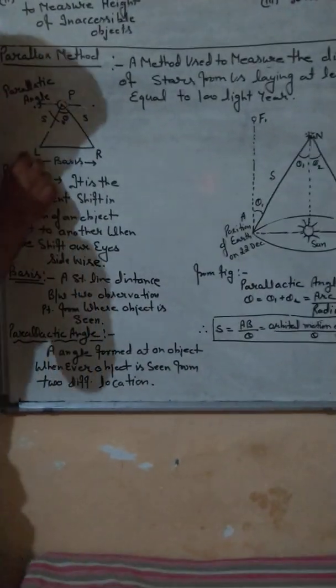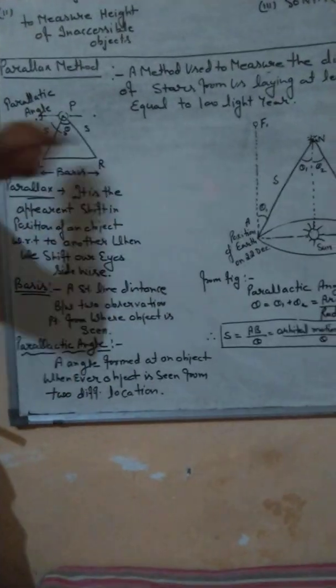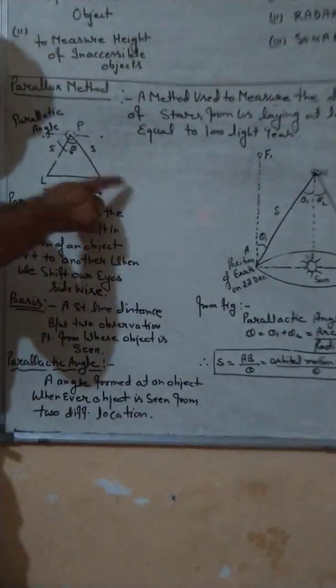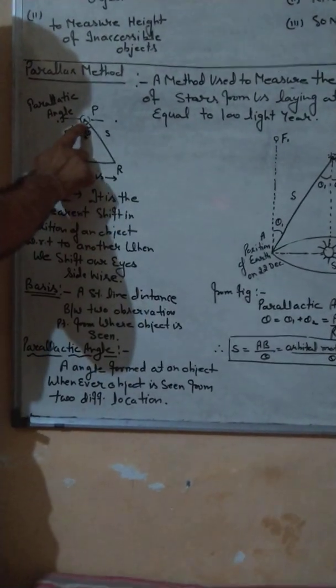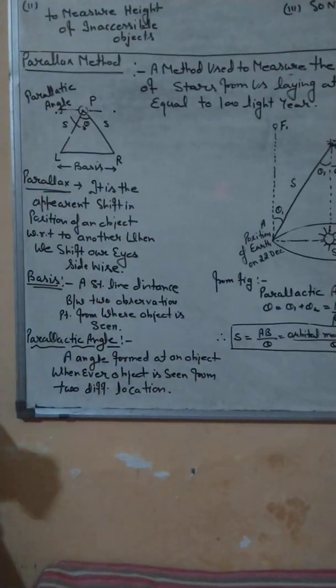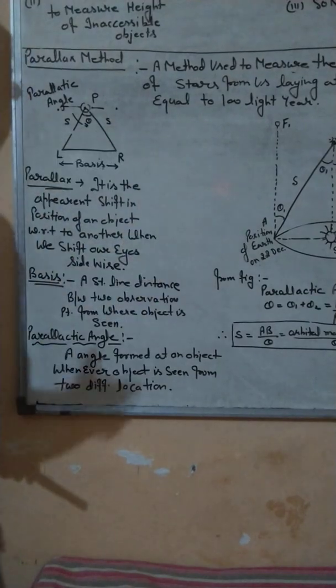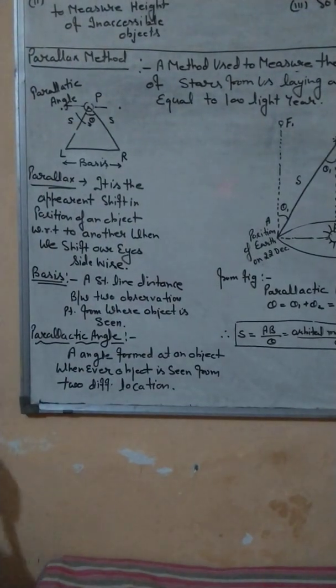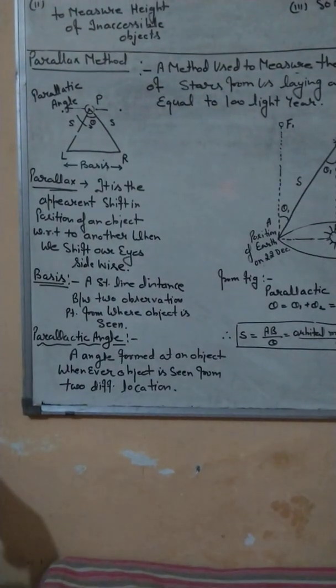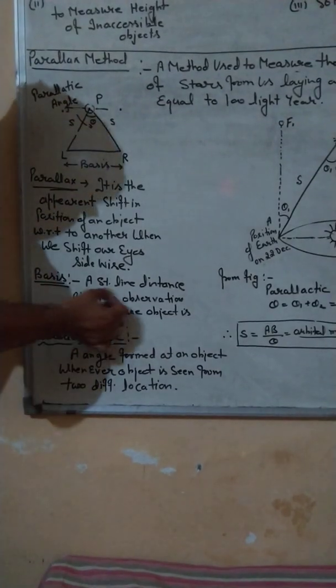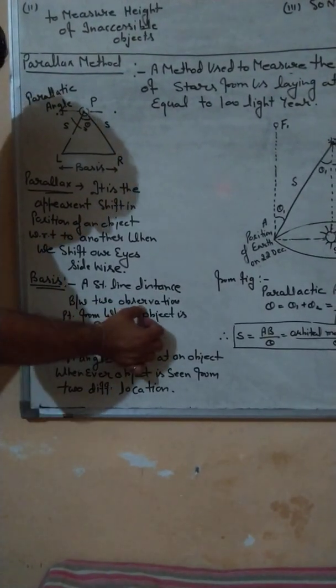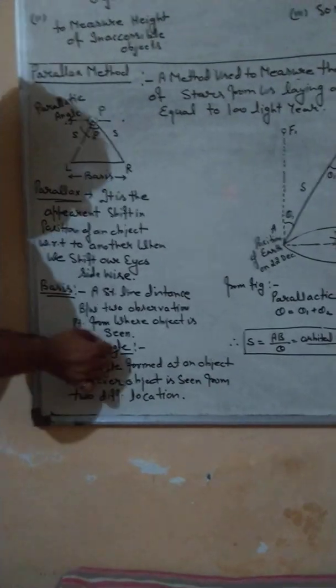While the distance between left and right eyes, there is a straight line distance that always appears two locations. From these two locations we generally see that object. That straight line distance from where we see the object is called basis, and the definition is a straight line distance between two observation points from where the object is seen.